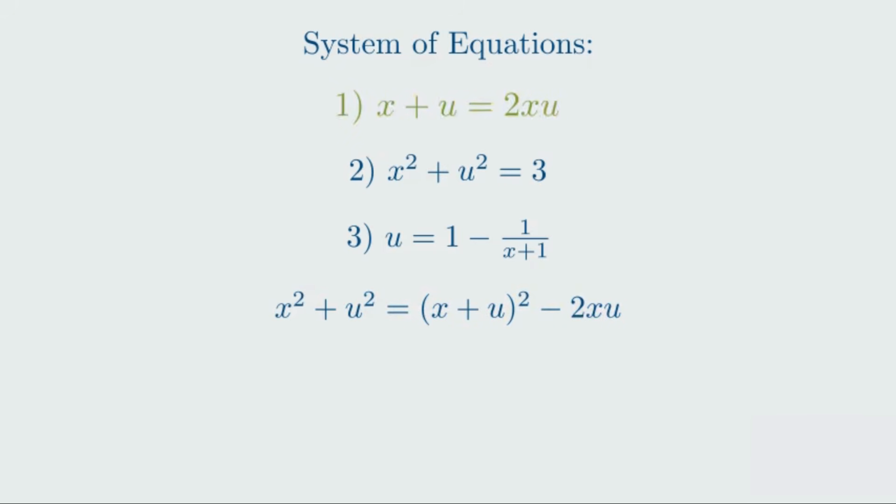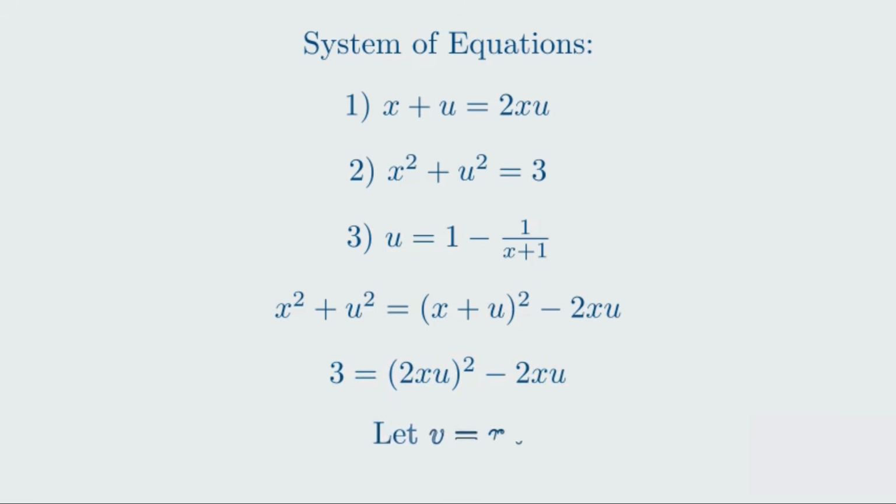Now we can substitute our first equation, x plus u equals 2xu, into this identity. We will also substitute the value from our second equation, x squared plus u squared equals 3. This gives us 3 equals the square of the quantity 2xu minus 2xu. Let's call this our combined equation. It only involves the product xu. Let's define a new variable for simplicity. Let's say v equals x times u.